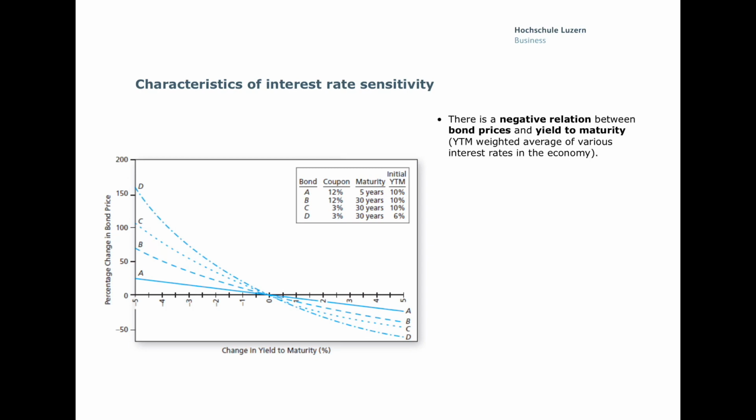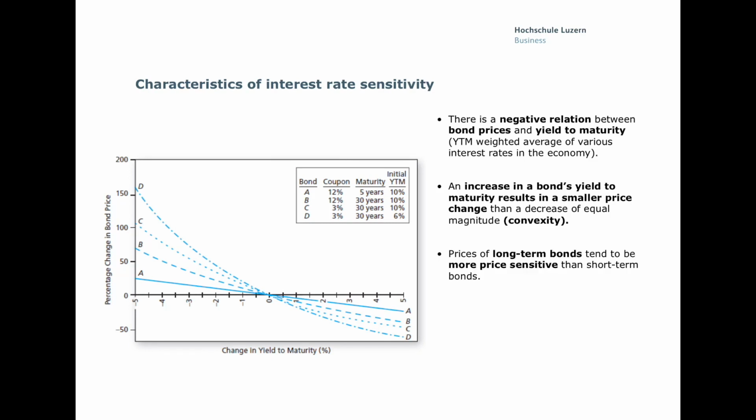One fact we already discussed is the negative relation between bond prices and yield to maturity, meaning as yields increase, bond prices fall and vice versa. Moreover, another fact is that an increase in a bond's yield to maturity results in a smaller change than a decrease in yield of equal magnitude. This is because the functional relationship between the bond price and the yield to maturity is not linear, but shows some degree of convexity.